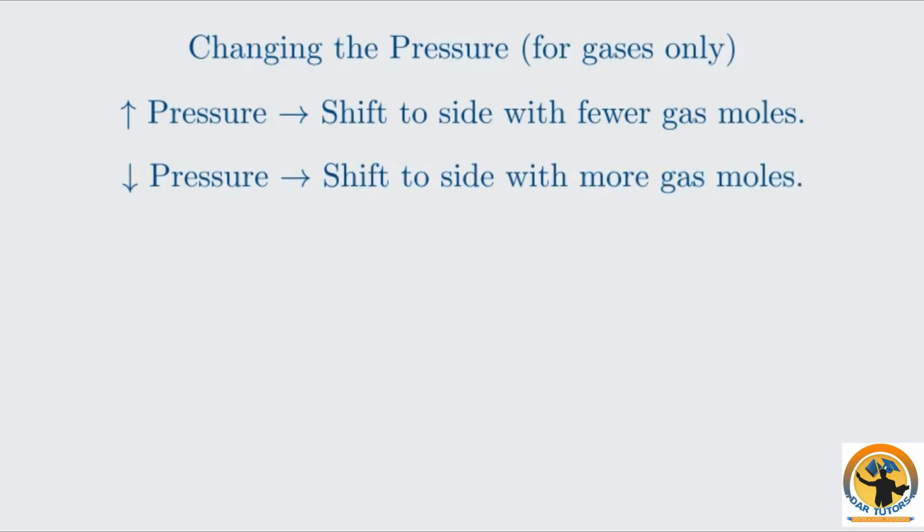A critical exception is when the number of moles of gas is the same on both sides of the equation. In this case, changing the pressure has no effect on the position of equilibrium, because shifting in either direction would not change the total number of gas moles. Let's look at an example. The notes discuss the Haber-Bosch process for synthesizing ammonia. The equation is 1 mole of nitrogen gas plus 3 moles of hydrogen gas in equilibrium with 2 moles of ammonia gas. First, let's count the total moles of gas on each side.